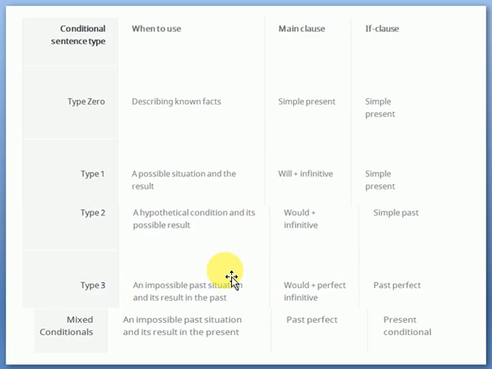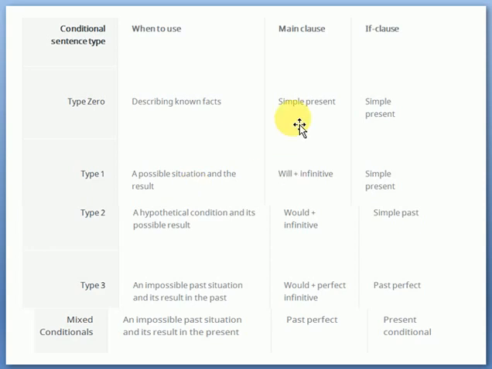If we have a look at this table, then we see the uses as well as the grammatical structure and how that is different, because most often people get confused between the zero conditional and the first conditional. The difference between the two is that the zero conditional describes known facts, general facts, general conditions, general situations, whereas the first conditional describes a possible situation and the result, or a specific instance of something.